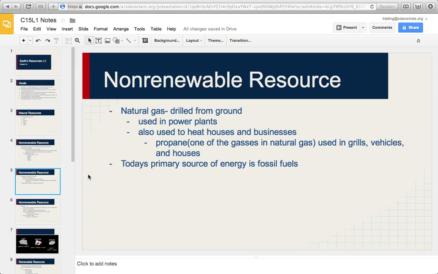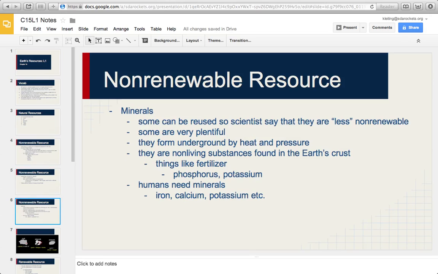Today's primary source of energy is fossil fuels, whether that be natural gas, coal, or oil. We use a lot of fossil fuels. I'm sure you've probably talked about this and heard about it before. It's something we're trying to get away from. We want to decrease our dependency on fossil fuels. So, one last non-renewable resource is going to be minerals.